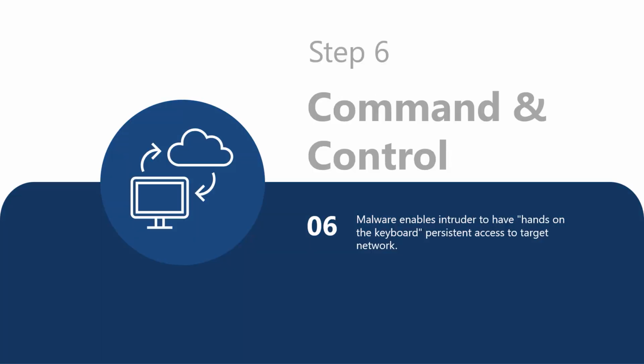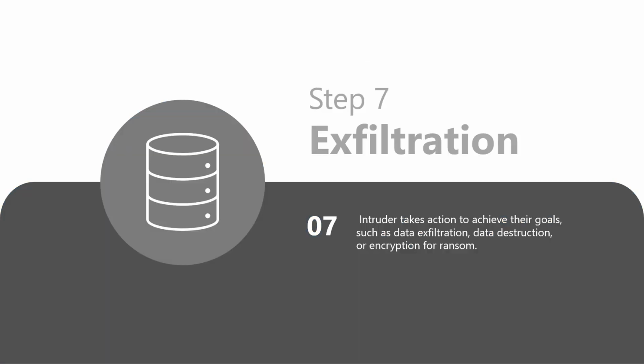Mostly, the next step is the command and control. This is where the malware enables an intruder to have hands on the keyboard, persistent access to the target network. This is the virus or the malware or the weapon from an internal point of view connecting back to a predetermined target, whereby a hacker would sit at that target and actually have a reverse tunnel in the organization. A firewall normally does not help in that situation.